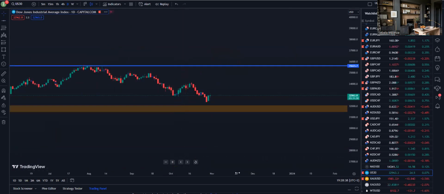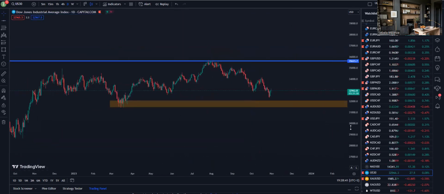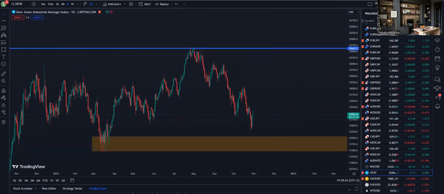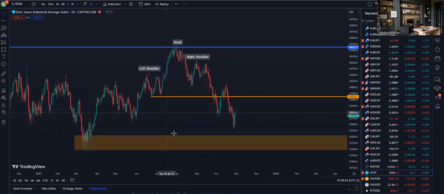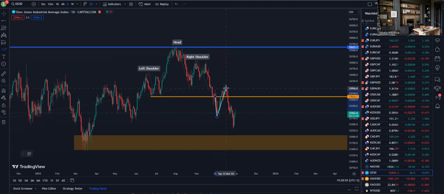Daily is bearish, and the head and shoulder is broken on the daily time frame. Left shoulder, head, right shoulder. Let me show you the neckline. The neckline is here. The neckline was broken, retested, broken again. Currently retesting for a sell. Okay, that's on the daily. So let's mark this breakout here.